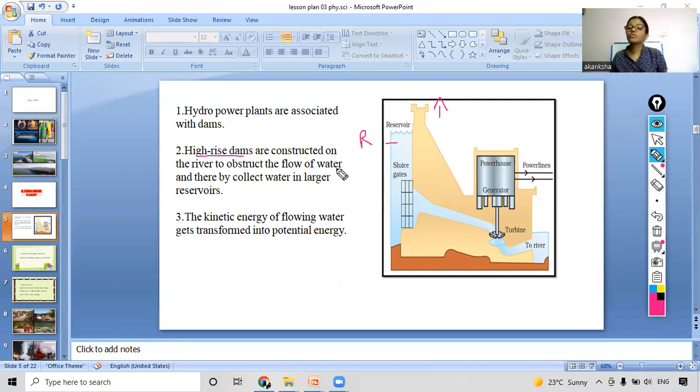Dams mean to stop the flow of water. As you can see, all the water is being collected here, and thereby water is collected in large reservoirs. As you can see, this is a reservoir. So water is getting collected in that area, in the reservoir.